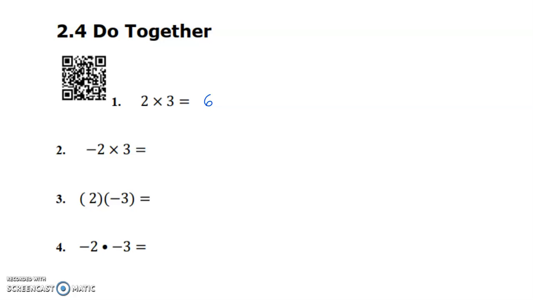For number 2, we have negative 2 times 3, so we have different signs, so our answer here will be negative. For number 3, we have parentheses, but it's still multiplication, and we can see we have a positive 2 times a negative 3, so our answer will be negative due to the different signs. Number 4, we see a raised dot. We have a negative times a negative, which will result in a positive, and you can write it with a plus sign in front or just by itself like we did in number 1. Both of those answers show positive answers.